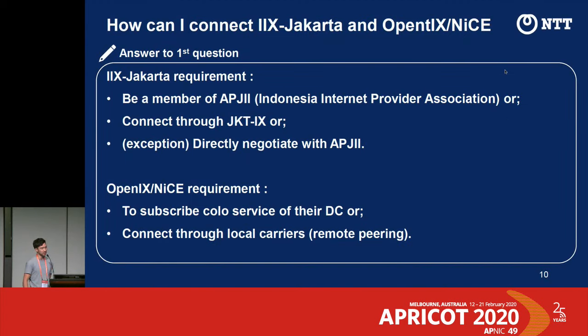To connect to IIX Jakarta, there are 3 ways. The first way is to be a member of the APG association. If you are a member of the APG, you can connect to the IIX. As a second way, you can connect through JKT-IX to IIX. This is because JKT-IX, which is operated by an entity, has a partnership with the IIX. So the JKT-IX network and IIX network are connected to each other at the layer 2 level. So technically, a member of the JKT-IX can connect to the IIX directly.